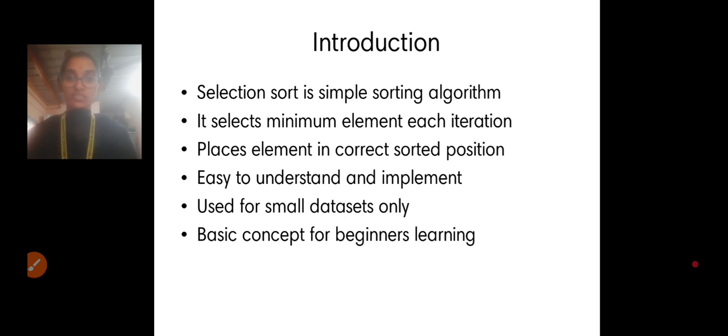Introduction to selection sort. Selection sort is a simple sorting algorithm. It selects the minimum element each iteration and places the element in the correct sorted position. Easy to understand and implement. It is used for small datasets only. Basic concept for beginner learning.